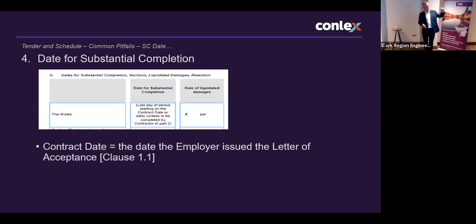This again is a screenshot of the OGP standard template, and it says the last day of period starting on the contract date or date. I find that confusing. But what I will say is that it's using a defined contract term in the box, which is the contract date. The contract date is the date the employer issued a letter of acceptance. Fair enough. But I find that text a bit confusing, okay?